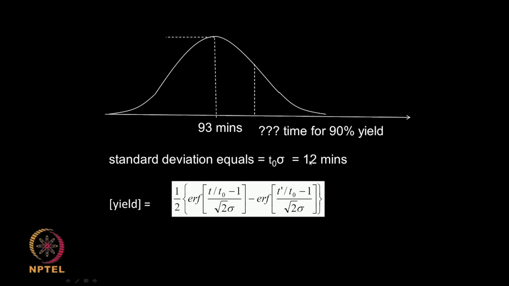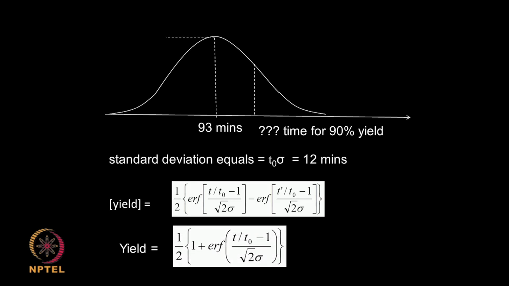So, I know T naught, 93 minutes, and I know T naught sigma is 12 minutes. So, I can calculate sigma and substitute all these. I am running up to some time so that my yield is 90%. I need to know what should be my time, very simple. I can substitute and then use the error function to do the calculation for the yield.